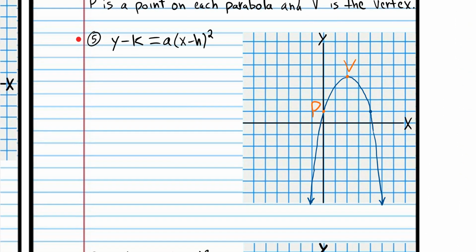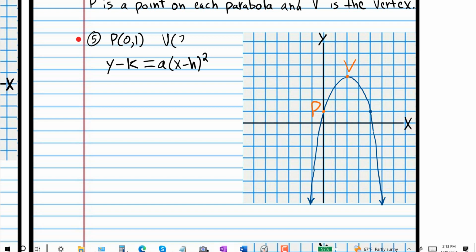So we have a lot of information here. We have a point, and I'm going to go ahead and write these. You don't have to write them if you don't want to, but just to show what's going on here, our point is 0, 1. And we have the vertex, which is 2, 4.